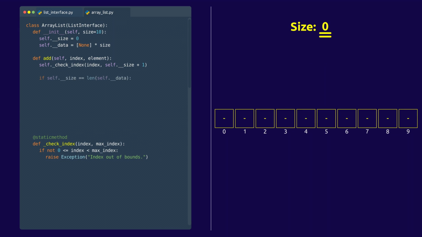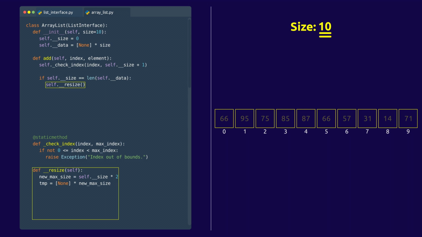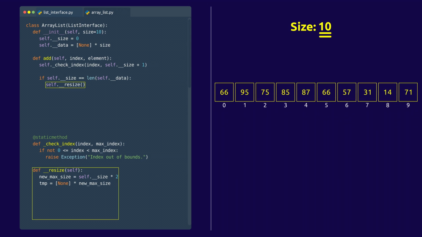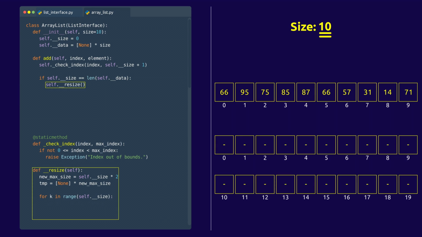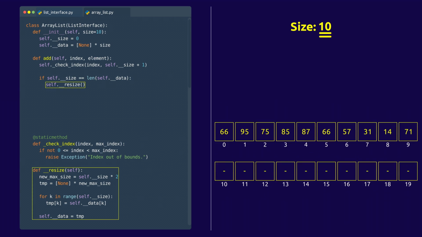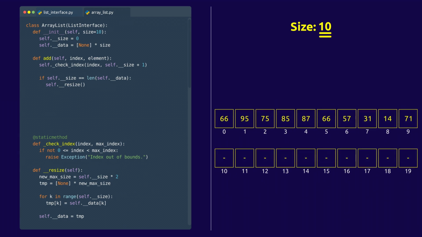Back to the add method, after checking the index, we want to compare the size property and the length of the data array. If these two values are equal, we will call the resize method. The resize method will create a new variable and will double the current size. Then it will create a temporary list of new size with empty values and will copy the values from the data list to the temporary list. And finally, the temporary list will become the new data list.